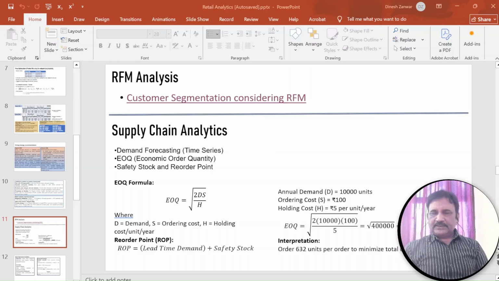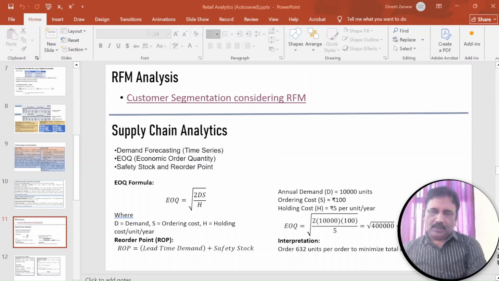So if you do that, you know that you will require 10,000 units. How many orders will you have to make in a year if the consumption is in a proper pattern? 10,000 divided by 632 comes to around 15 point something. Around 15 orders, 15 plus orders, you will have to make.